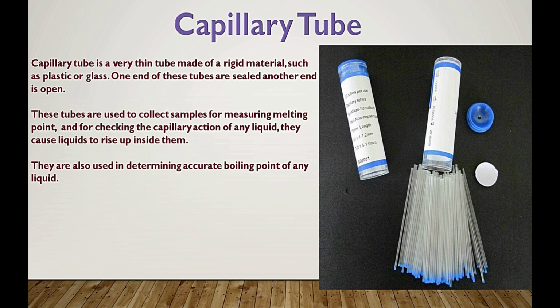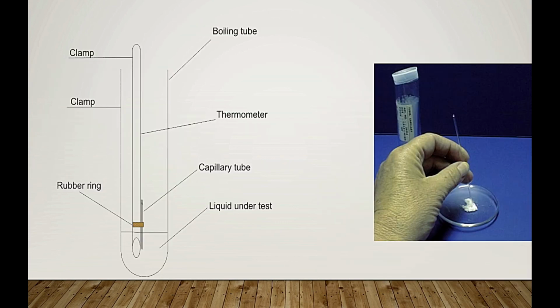These tubes are used to collect very small amounts of samples for measuring melting point and for checking the capillary action of any liquid. They cause liquid to rise up inside them because they are very thin, just like capillary. They are also used in determining accurate boiling point of any liquid.